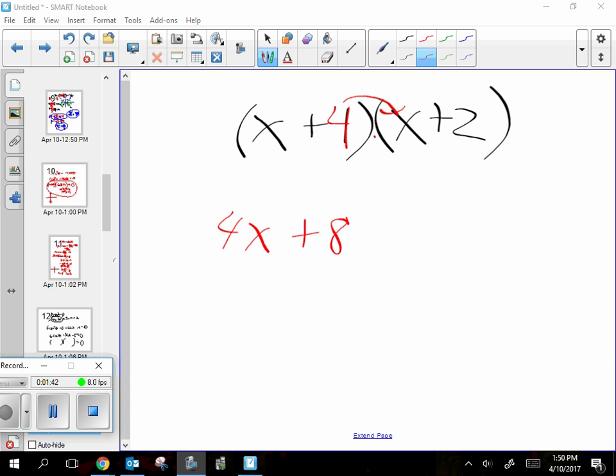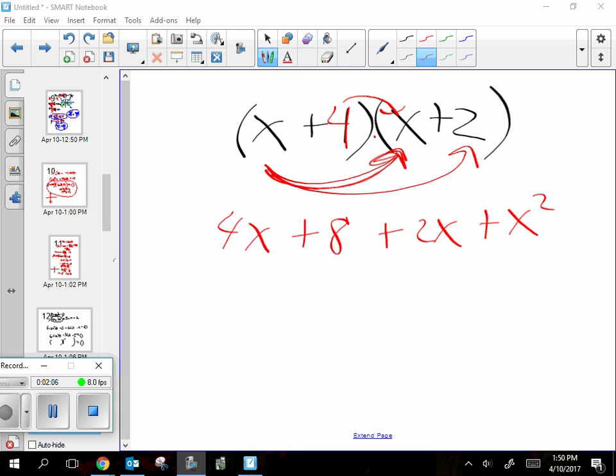Mm-hmm. Keep going. And the x and the 2, 2x. Yes, the x and the 2 makes 2x. And then how about the x and the x? Nope. X and the x makes x squared. Yeah, you were fine except you forgot the x and the x one. The x times the x made x squared.